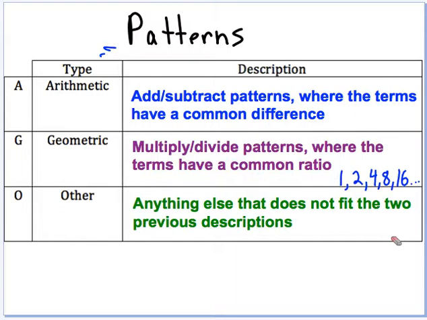Now, there's tons of different types of other patterns. Think about the alphabet, A, B, C, D, E, F, G. That is a pattern, but it's not arithmetic and it's not geometric, it's an alphabet. There's lots of other patterns that we will see, and there's no hard and fast rule or formula for the other patterns. For the arithmetic and the geometric, we'll find very specific formulas to describe those patterns.